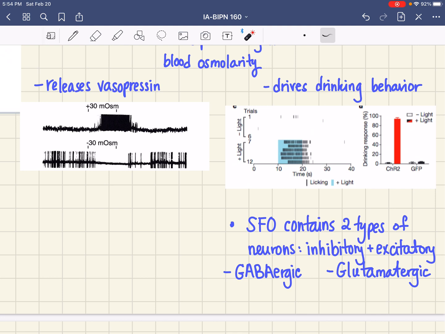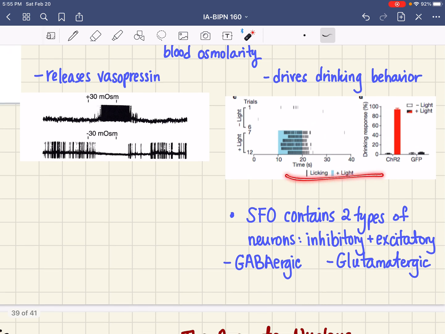And this behavior is shown through this experiment right here, where I think they used channelrhodopsin and they activated the SFO, and you can see that when there is light to activate the channelrhodopsin in this time frame, there is so much more activity going on here in this neuron, and the water consumption or drinking response drastically increases when there is light. So when we activate this area, then this drives water drinking behavior.